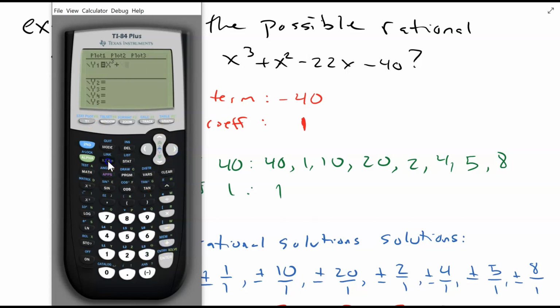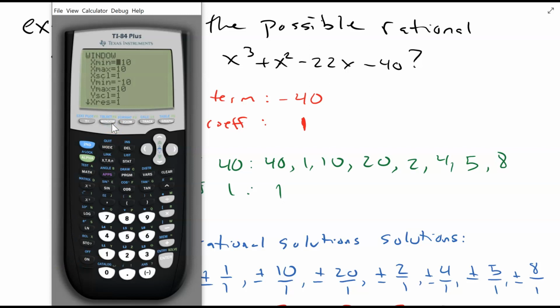So what button do I press to look at the graph? Or what button did I press to get to here? The y equals button. Very good. Of course. Okay, and then I just typed in the equation exactly like it was given to me. Everybody's okay there. Okay. Now I'm going to pick a window.